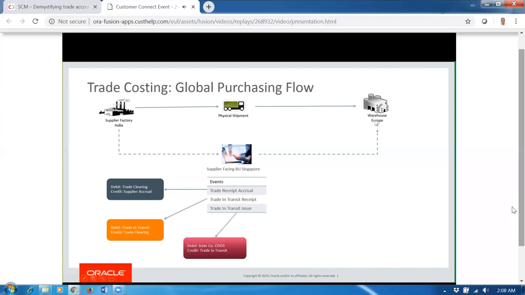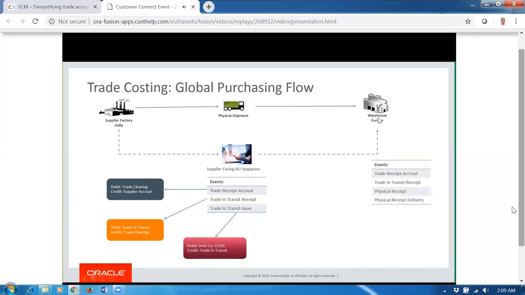And once the goods have actually been received, until this time, the ownership has been passed on from the supplier to the BU. So the financial value of the shipment is still in transit. And it is still in transit, depending again on the agreement, whether it is a receipt or a shipment. Accordingly, you will see these events coming from SFO. So once the ownership has been transferred from the Singapore BU to the Europe BU, we will see this event, which is the trade in transit issue, and we'll see the accounting, which would be charging your intercompany cost and then clearing out your transit.